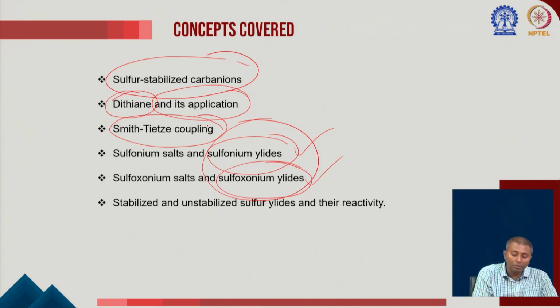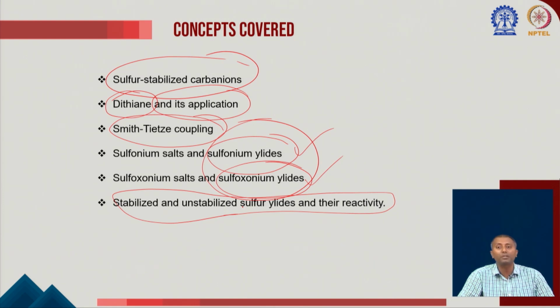And then we're going to talk about the stabilized and unstabilized versions of these ylides, and we're going to see that if you have a particular substrate and you use a stabilized ylide, you get one set of products. If you use an unstabilized ylide, you get another set of products.